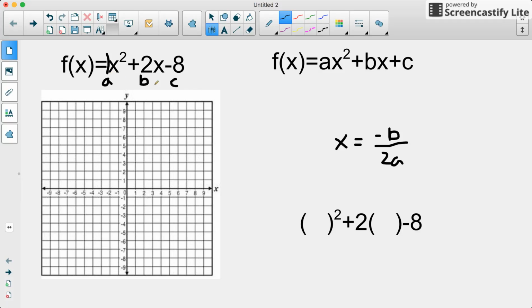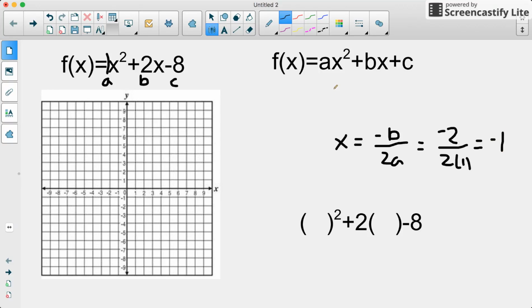Once we know A, B, and C, then you can plug it into the formula to find your axis of symmetry. So the formula is x equals negative b divided by 2 times a. So if we plug in the values that we have for the example, b is 2, so it becomes negative 2 divided by 2 times a, and in this case a is 1, and that simplifies to negative 1.